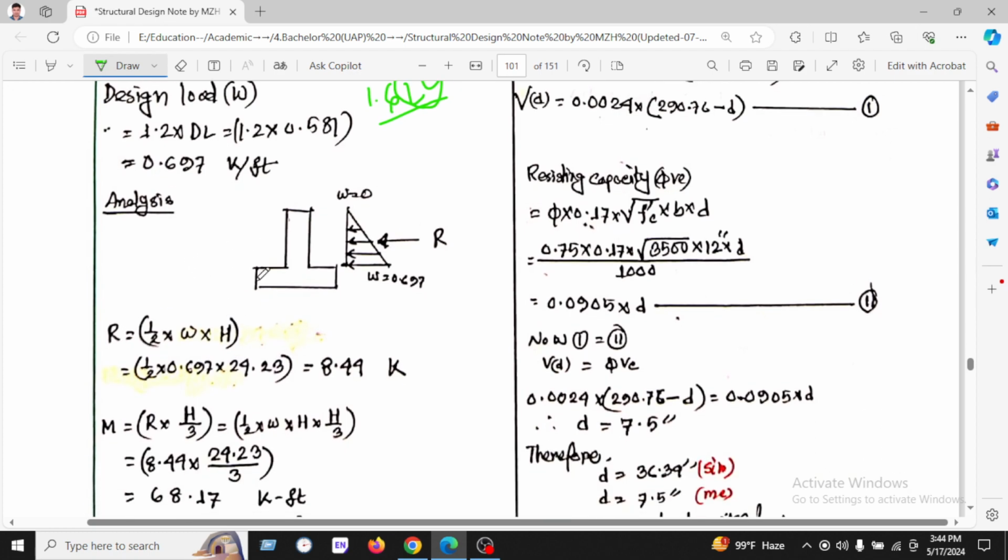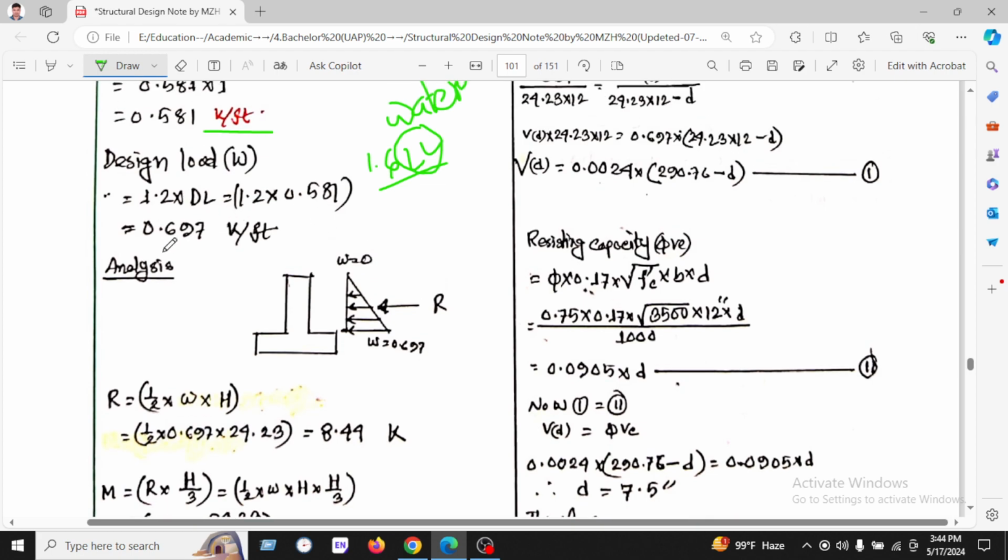We can see the reaction. We have found the load here. Here it is 0 and at the other end we have found 0.697, and we know the load is acting as a triangular load. So the centroid of the triangular load is at 1/3 from here. If we calculate from here, then it will be 2/3. Sorry, it will not be 1/3. So we can use the basic formula of a triangle, half into length into height. So half into length, the length is here and the height is here.